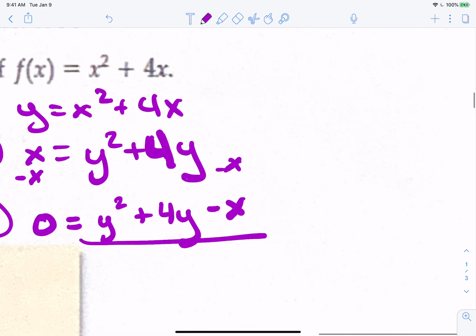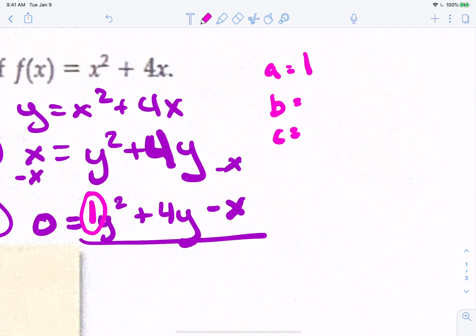Okay? But grossness, let's talk about the a, b, and c for our quadratic formula. So what is a? A is 1. It's the number in front of the y squared. B is 4. What's c? Negative x. It's not a number because we're putting everything in terms of y, right? So if everything is in terms of y, then x is considered to be a number. Does that make sense?